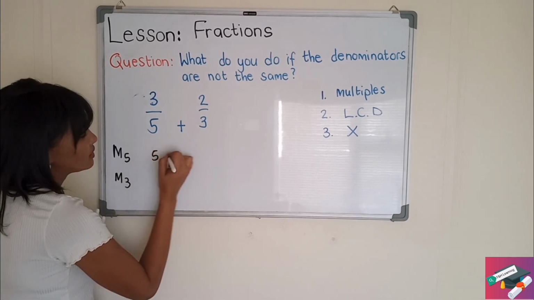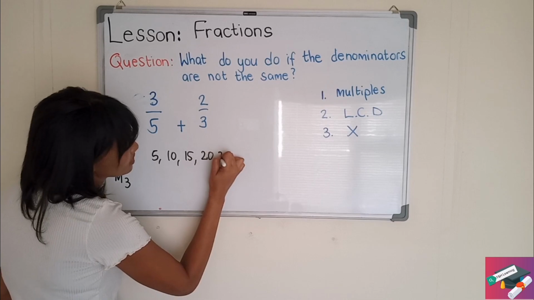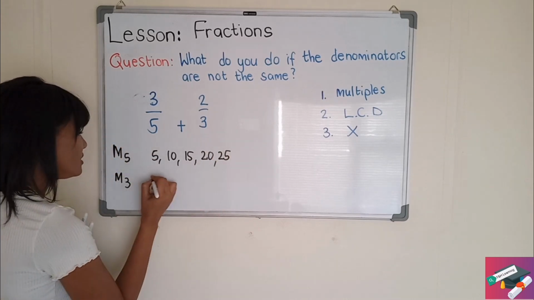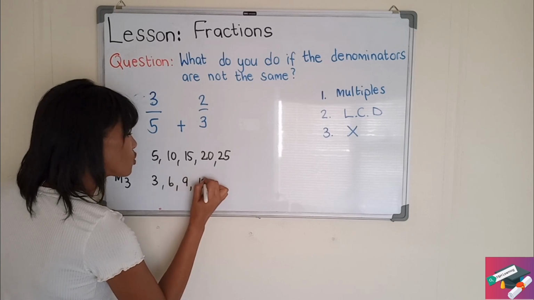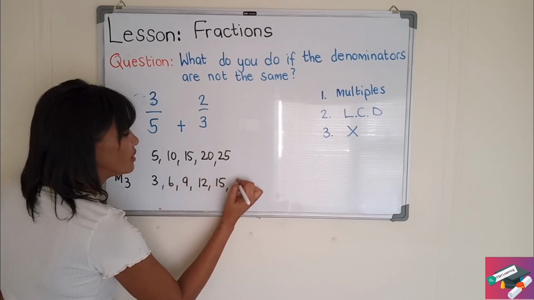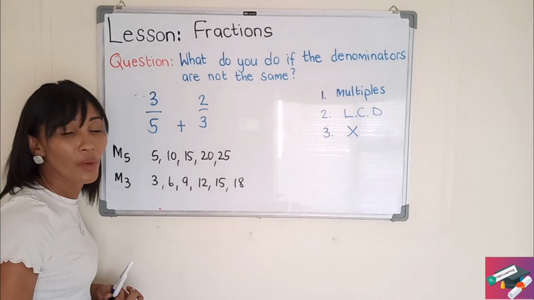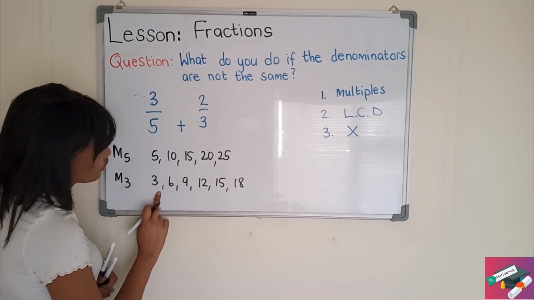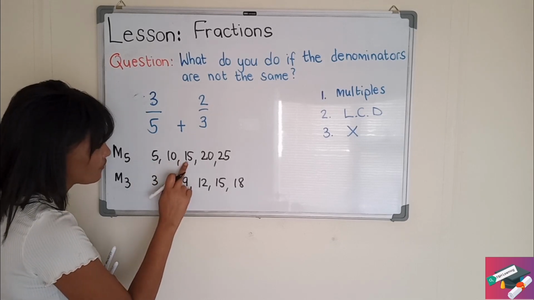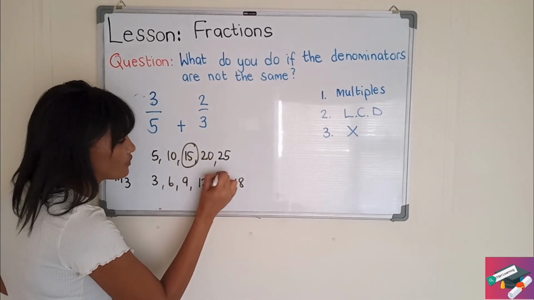So 5, 10, 15, 20, 25. Then 3, 6, 9, 12, 15, 18. Okay. Step number 2, I need to look for my lowest common denominator. So, 5, I've got no 5. 10, no 10. 15, I've got a 15. So I will be using 15.